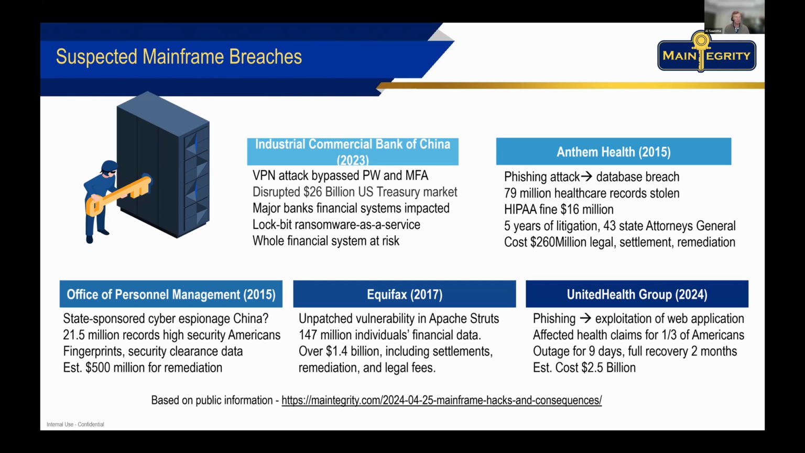So those are really big issues. The same thing is true of personnel management in 2015. There, it was state-sponsored espionage, and 21.5 million records of the highest security people in the United States were released. We think that's another $500 million dollar problem for personnel management.